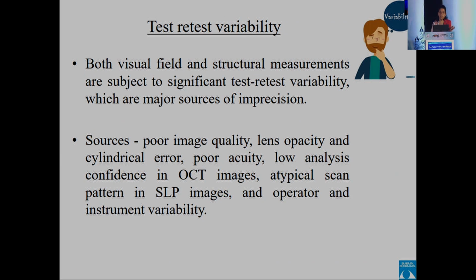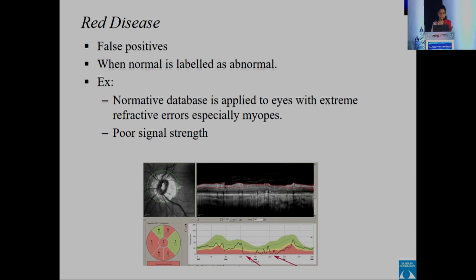As with any investigation, any test, there is test-retest variability. Both visual field and structural measurements are subject to variability. The sources being poor image quality, lens opacity, cylindrical error, poor visual acuity, low analysis confidence, and others.